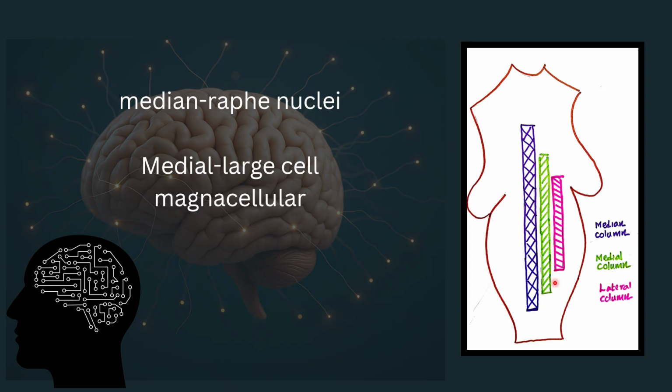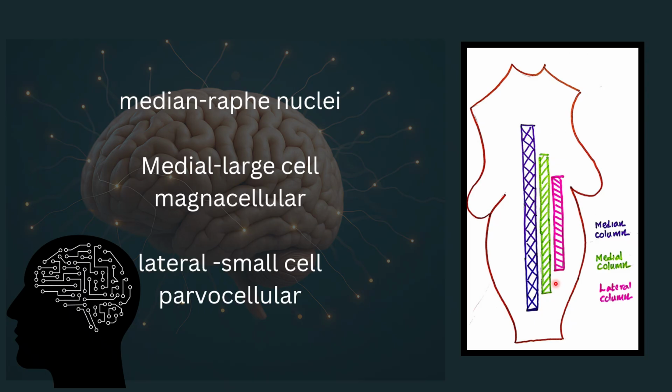And the medial nuclear group. This green color is the medial column. It is made up of large cells, that is called the macrocellular region. It is important for motor activities. And the lateral column is made up of mainly small cells. It is the parvocellular region. It is important for the sleep-wakefulness cycle.